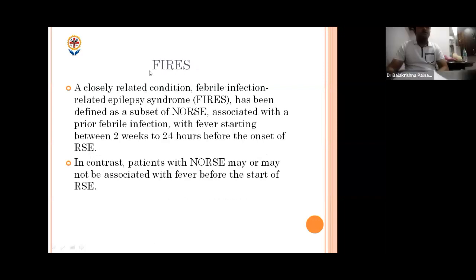So what is FIRES? This is also a new kid on the block. It is basically febrile infection related epilepsy syndrome, which is defined as a subset of NORSE. Basically, it is associated with a prior febrile infection, with fever starting between 2 weeks to 24 hours before the onset of refractory status epilepticus. In contrast, patients with new onset refractory status epilepticus may or may not be associated with fever. In our particular child, the child had fever, but it may or may not be associated with fever before the start of refractory status epilepticus.